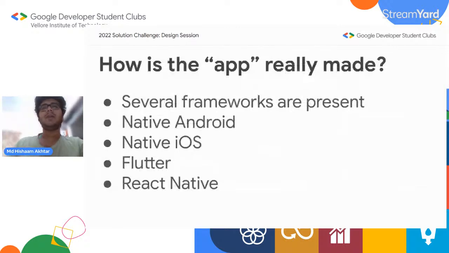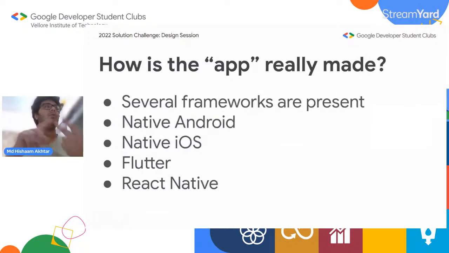So this is a question that I was very intrigued with when I came into college, and that was how is the app really made? I mean, the only sort of coding that I had done by that time was basically coding up algorithms. So what is it that I could do so that the code that I was writing in Java or C++ could actually be taken and put into a real life application which I could use, right?